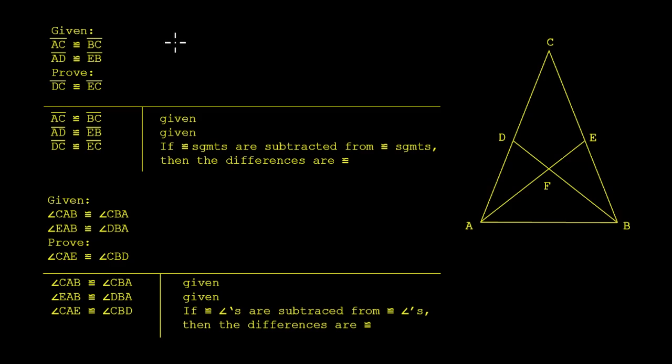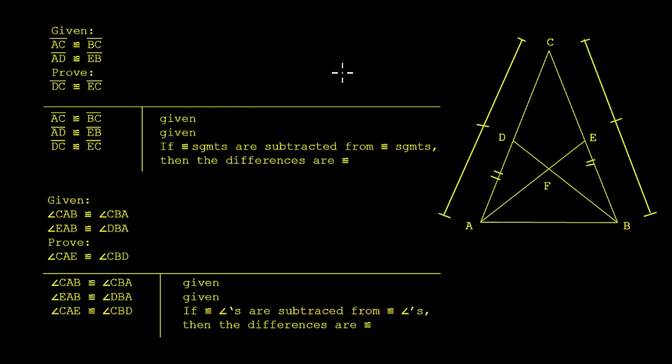In this video, we will be doing two proofs, both with subtraction, one with segments and one with angles down here. So you can see what's the same, what's different. So first thing is AC is congruent to BC. And then AD is congruent to EB.